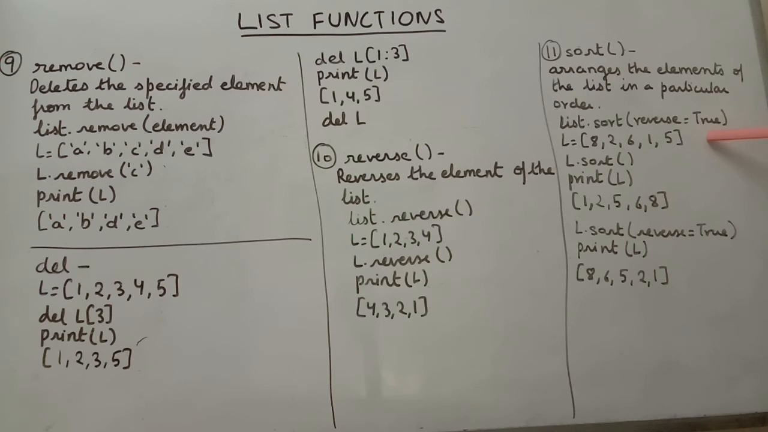If this is a list, L = [8, 2, 6, 1, 5], now this is an unsorted list, and I say L.sort. I am not providing any argument. So when I print the result, it sorts the list in ascending order. Your resultant is 1, 2, 5, 6, 8. Another example is L.sort, and now I provide the argument. So when I display the list, it is in descending order.